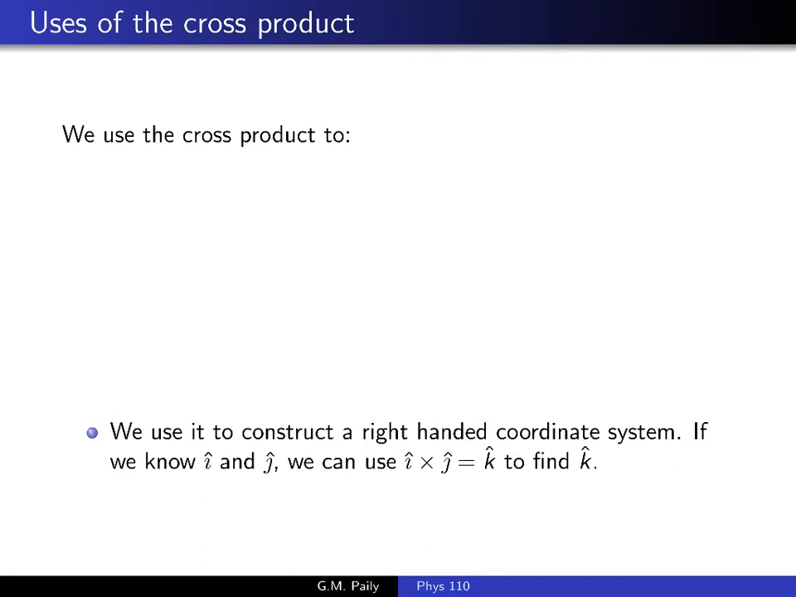We also use the cross product to construct a right-handed coordinate system. If you know the directions of the x-axis and the y-axis, you can find the direction of the z-axis. And that is because i cross j is equal to k. So knowing the directions of x and y, you can find the direction of z.